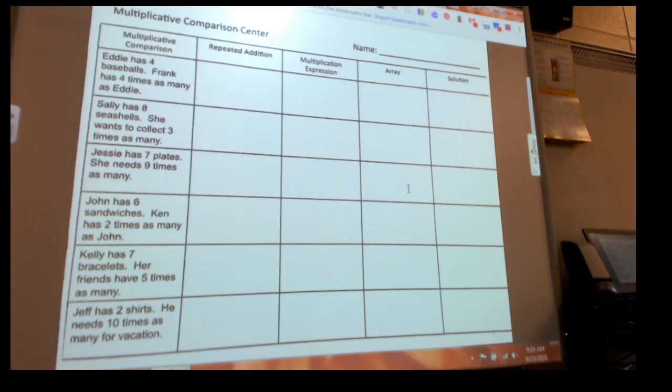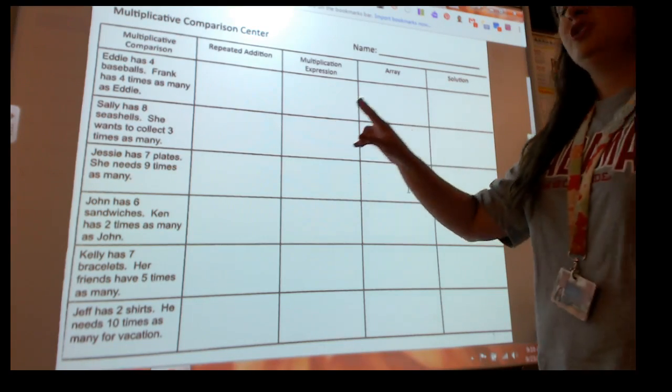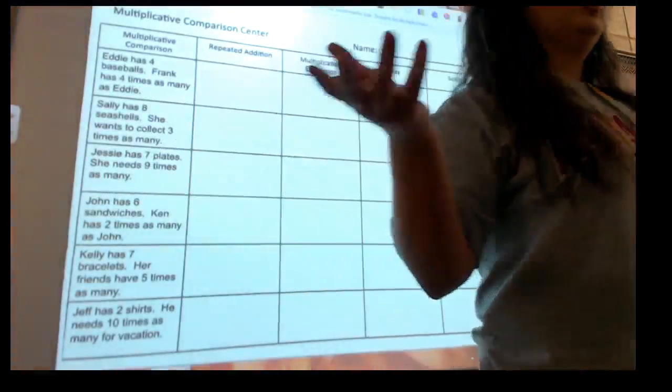Multiplicative. What do you notice about the word multiplicative? It has multiple in it, so we must be doing some type of multiplication, right? What does the word comparison mean? If I say comparison, what am I doing? I'm comparing two things or more than two things. So on this first one, I'm going to model, so I'm going to do these first two with you, and then you're going to do the others by yourself.